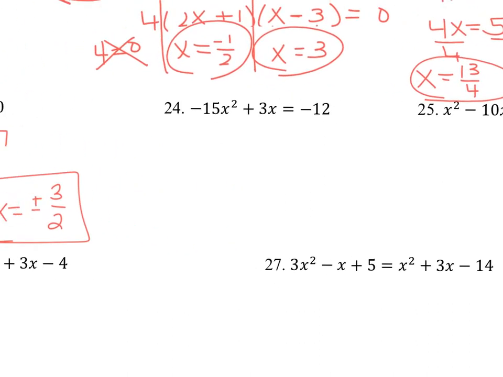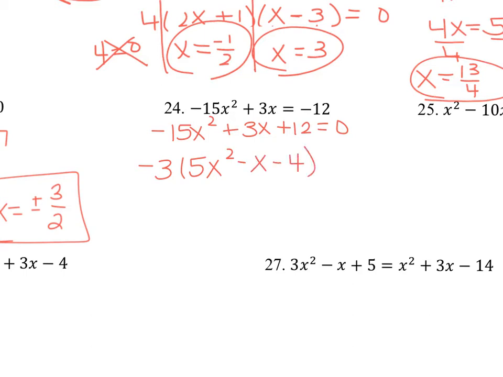If I look at this next one, I think I'm going to have to factor because I have x squared and x. So negative 15x squared plus 3x plus 12 equals 0. So it has a GCF of negative 3, so 5x squared minus x minus 4 equals 0. So now I'm going to try to factor this. It's going to be 5x and x. To get 4, it can be 2 and 2, or it can be 4 and 1.